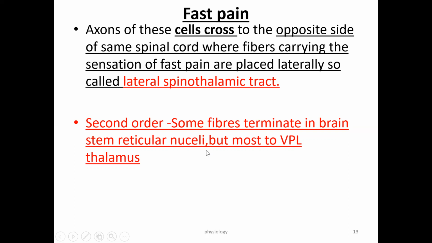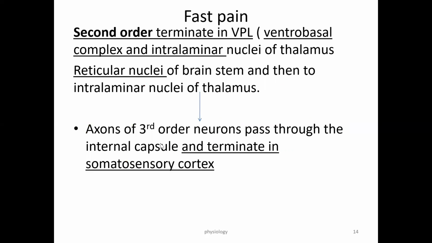So, understood the difference between the dorsal column pathway and this lateral, anterolateral spinothalamic tract. In the dorsal column pathway, the second order neurons start from the nuclei of the medulla, while here the second order neurons start from the dorsal horn in the spinal cord itself, that is lamina 1, lamina 2, lamina 3. From here they cross immediately to the opposite side of the spinal cord, and then travel up to the reticular group of nuclei and the ventroposterolateral group of nuclei of the thalamus. So that is the second order neuron for fast pain.